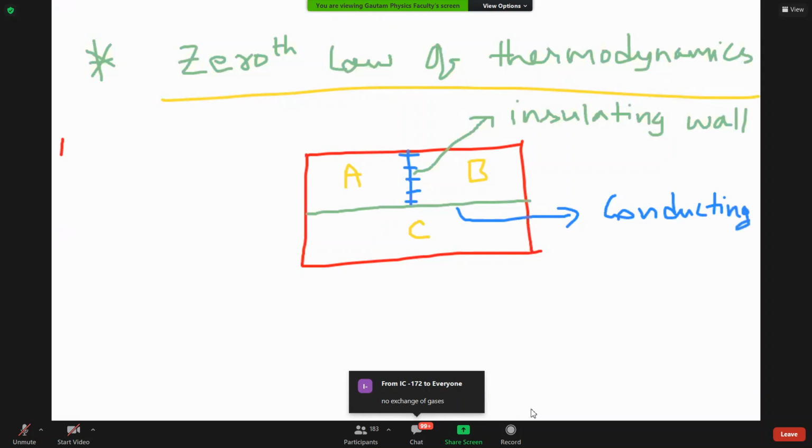Conducting wall. So what do you mean? This is the difference between insulating wall. Insulating means non-conducting. That means heat cannot transfer from A to B or B to A. No exchange of heat between A and B.